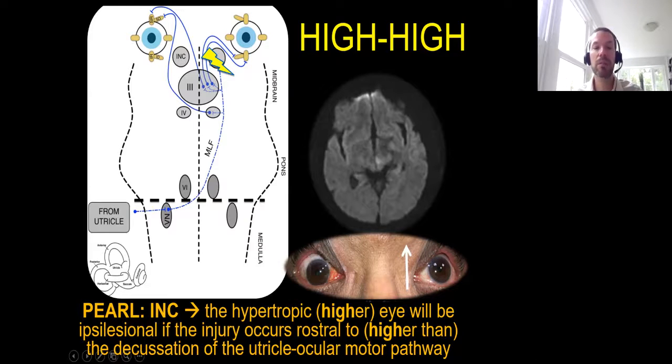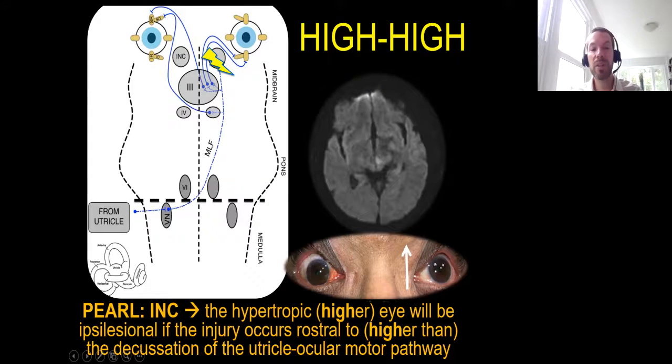What if you had a right lateral medullary stroke? That's affecting the same pathway that we just talked about, starting from the right utricle. So if you had a right-sided medullary lesion, the right eye would be the lower eye. Now we're affecting the same pathway above the decussation. The right eye is still the lower eye because it's the same pathway. The left eye is the higher eye. Up here, the left eye is the higher eye. So it's all about the company it keeps.